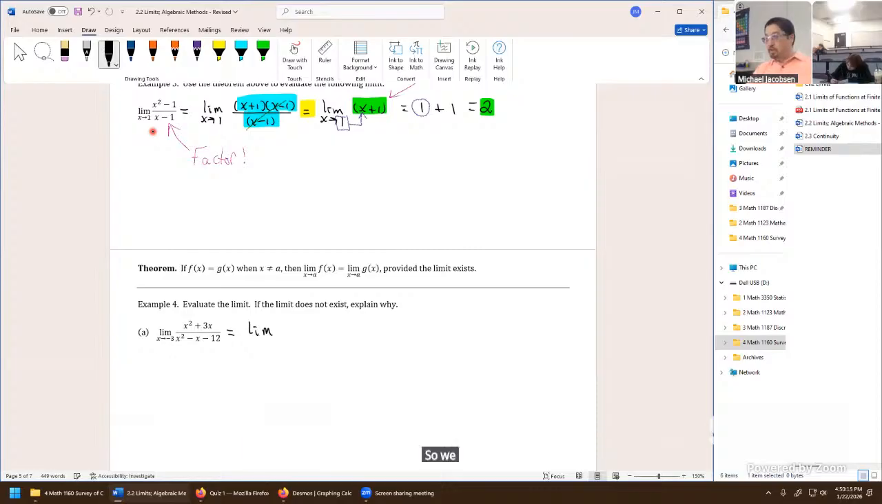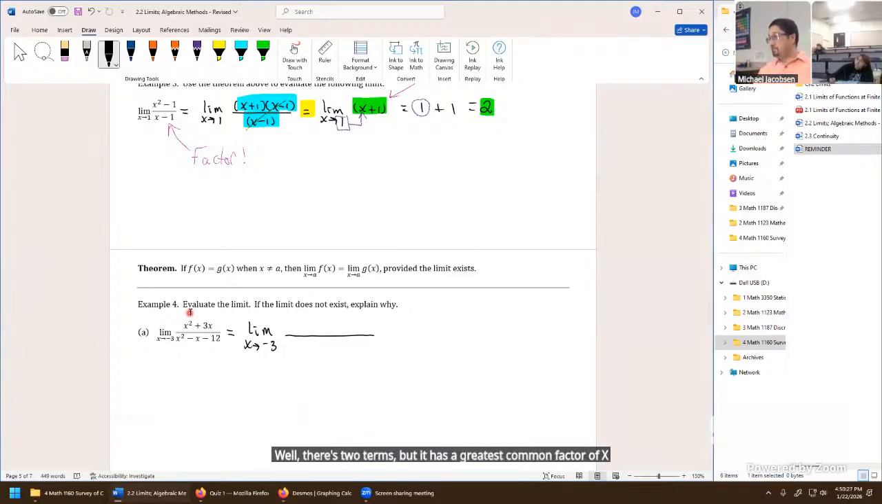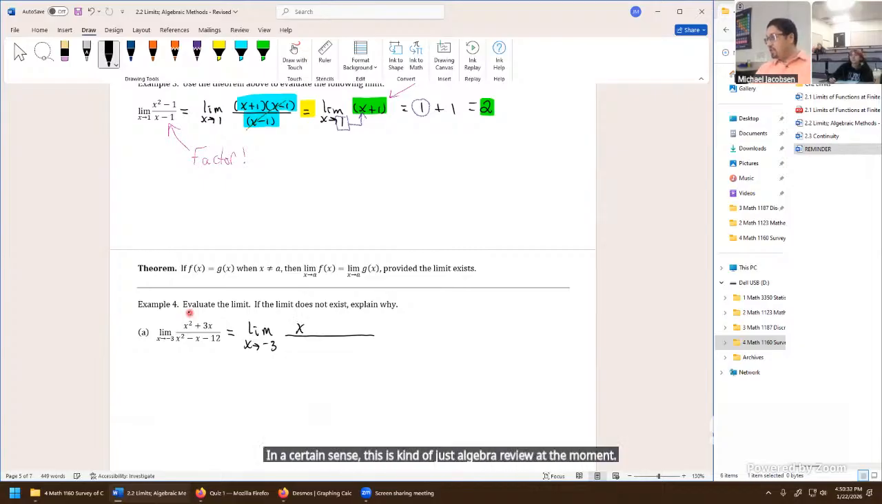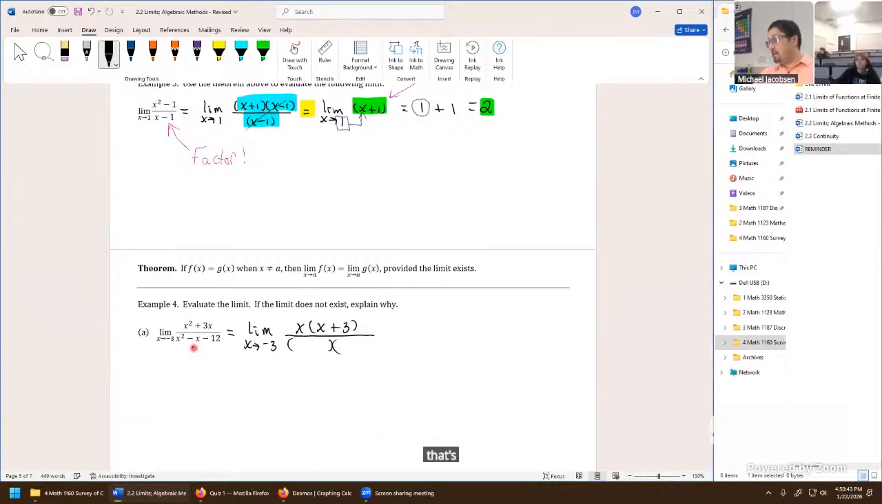So we can say this equals a new limit as x tends towards -3. In the numerator above, there's two terms, but it has a greatest common factor of x that we can factor out. And in a certain sense, this is kind of just algebra review at the moment. Factor out x, and we're left behind with an x plus 3. Down below, we have a trinomial, so factoring feels a little bit different. It's going to be a binomial times a binomial.